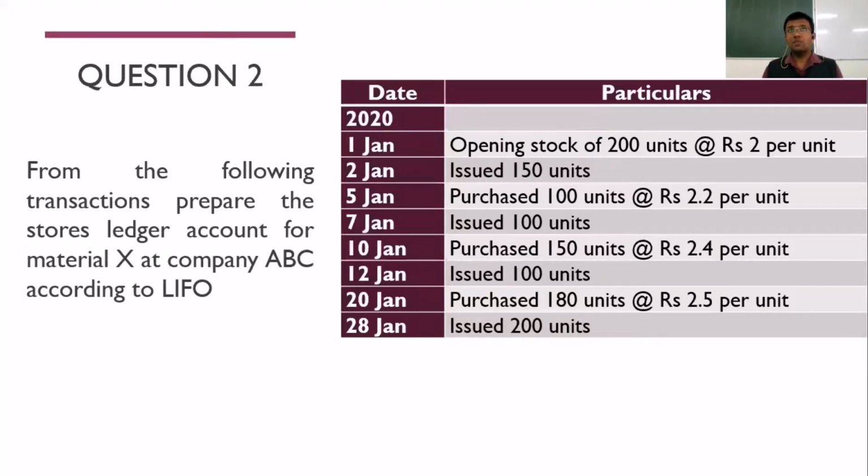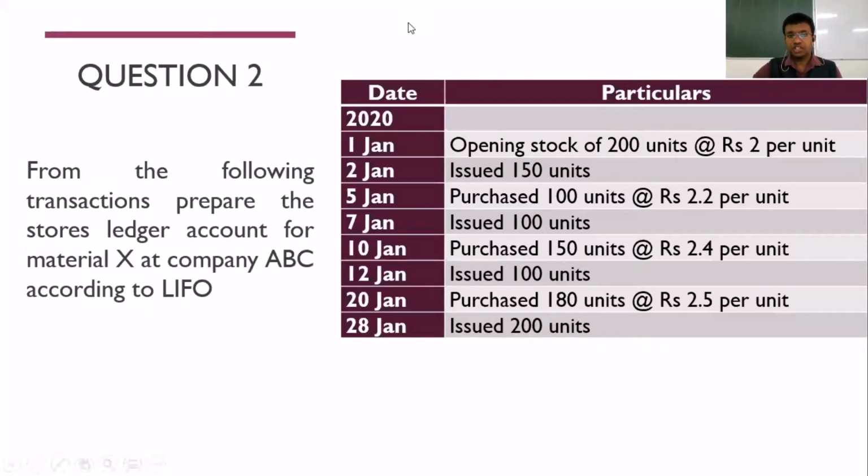That's the reason why we say LIFO reflects recent changes in the price. Any recent changes in the price would be immediately reflected by LIFO. So with that note, we've been given a few transactions of company ABC, and we have been asked to prepare the stores ledger account. So keeping this in mind, let's go about the preparation.